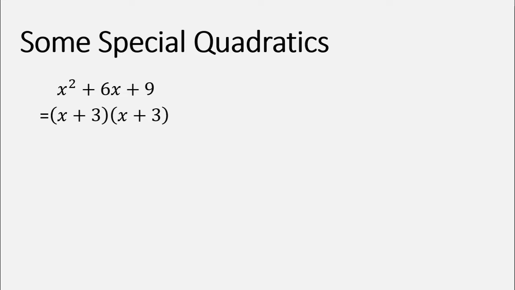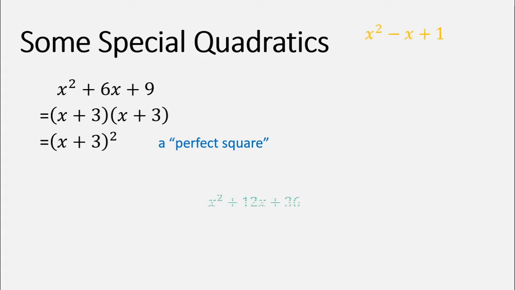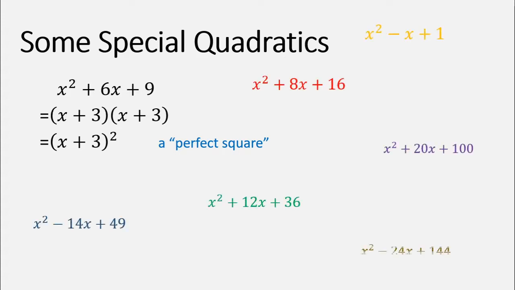We could rewrite that in another way. We could say that that bracket is being squared, which is what makes this kind of quadratic a perfect square. But just because it's special doesn't mean it's unique. There are infinite numbers of perfect square quadratics. Here are just a few. If you want to hit pause and try factorizing them, you'll see that you will end up with a bracket times itself, or that bracket squared.